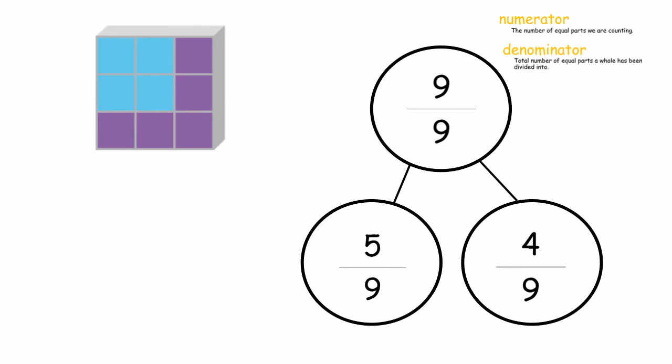We could say 5/9 and 4/9 make 9/9. Have a look at the part-whole model. What do you notice about the denominators and the numerators? Pause the video and describe what you notice.